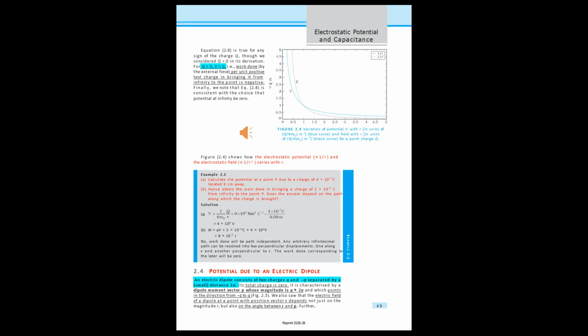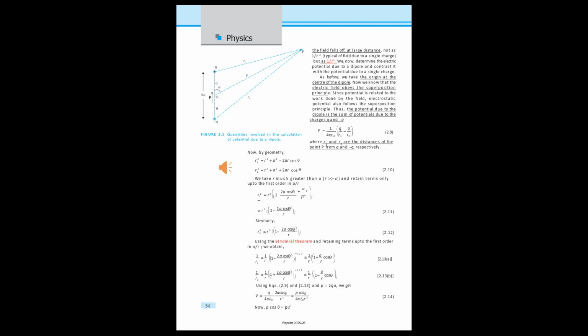Potential due to an electric dipole. An electric dipole consists of two charges Q and minus Q separated by a small distance 2a. Its total charge is 0. It is characterized by a dipole moment vector P whose magnitude is Q times 2a and which points in the direction from minus Q to Q, figure 2.5. We also saw that the electric field of a dipole at a point with position vector r depends not just on the magnitude r, but also on the angle between r and P. Further, the field falls off, at large distance, not as 1 by r square, typical of field due to a single charge, but as 1 by r cube.